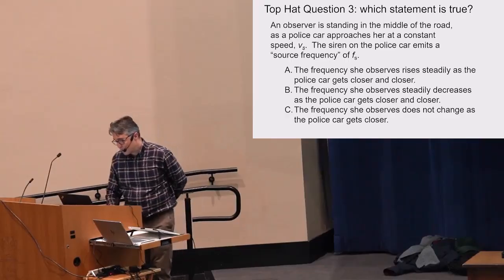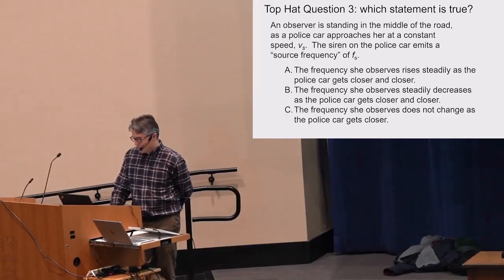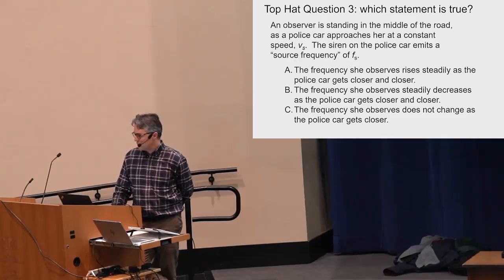An observer is standing in the middle of the road, which maybe you shouldn't do, as a police car approaches her at constant speed, Vs. The siren on the police car emits a source frequency of Fs. So which of these statements is true?